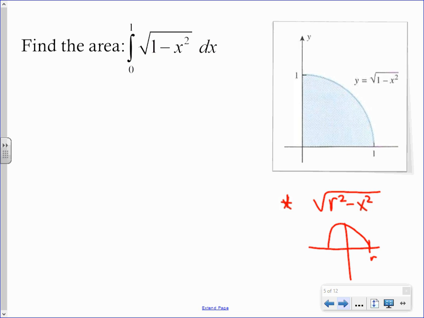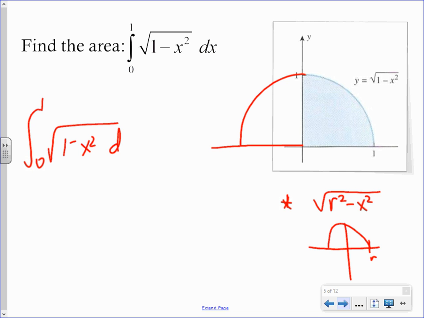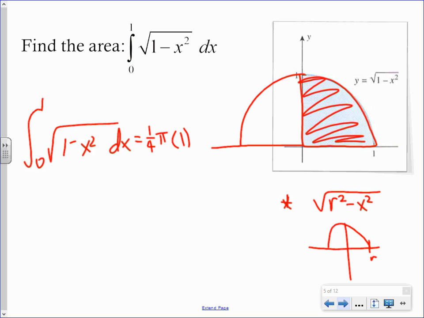Okay, so since it's 1 minus x squared under the radical, we have a semicircle, it would technically be all the way to here, right, of radius 1. But since our integral is only from 0 to 1, then we only care about the portion in quadrant 1. How do we find the area of a circle? Pi r squared, since we have how much of it? A fourth? 1/4 pi r squared. The exact area is pi over 4.